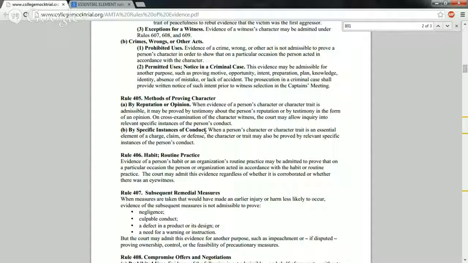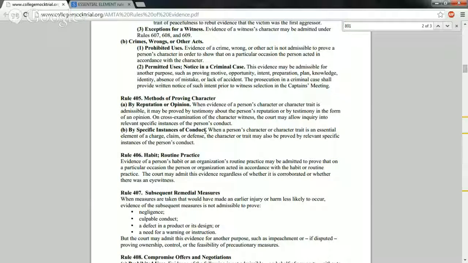The first method is via Rule 405A, by reputation or opinion. When evidence of a person's character or character trait is admissible, it may be proved by testimony about the person's reputation or by testimony in the form of an opinion. On cross-examination of the character witness, the court may allow inquiry into relevant specific instances of the person's conduct. So what this means is that on direct, if you want to elicit evidence of character, it can be done by reputation or opinion testimony.